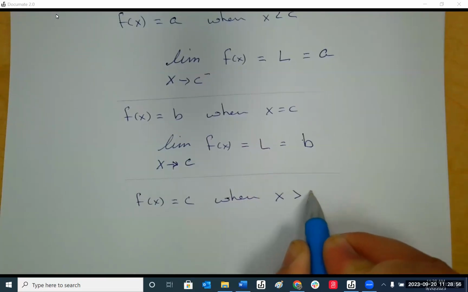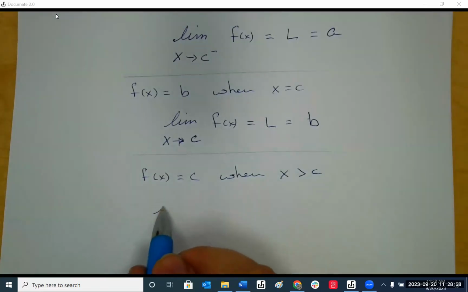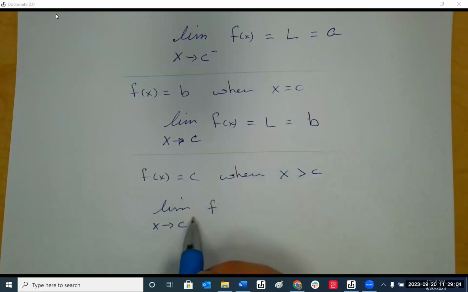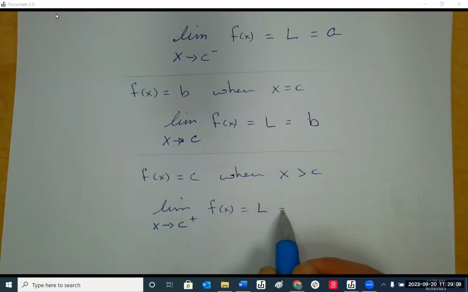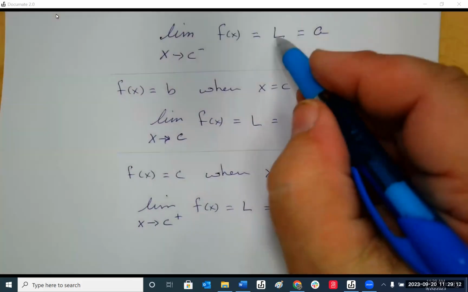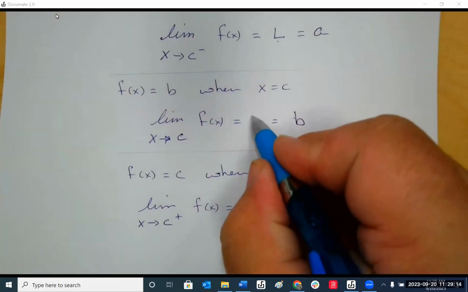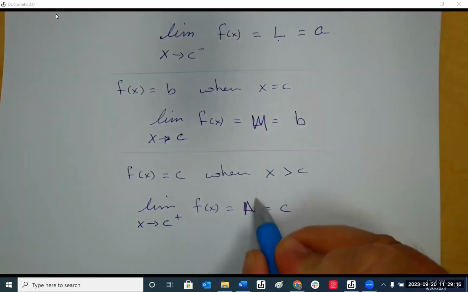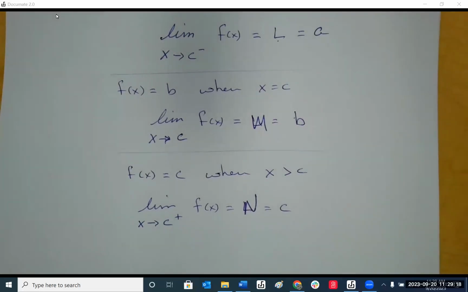And when x is greater than c, our limit as x approaches c from the right. Very good. Actually, I shouldn't call those limits all L. This is L, this is M, and this one's N, because they don't have to be the same limits. As we saw, it doesn't have to be the same numbers.